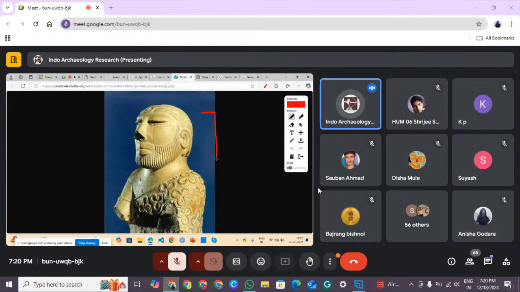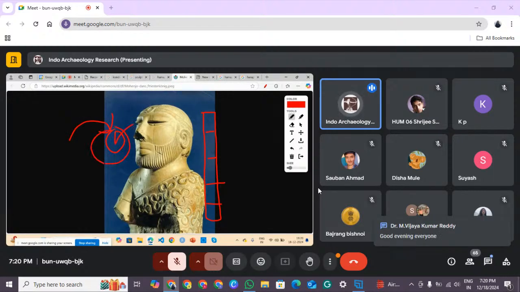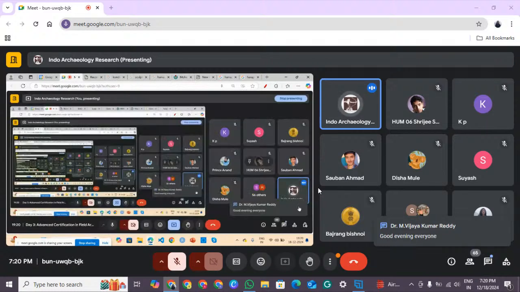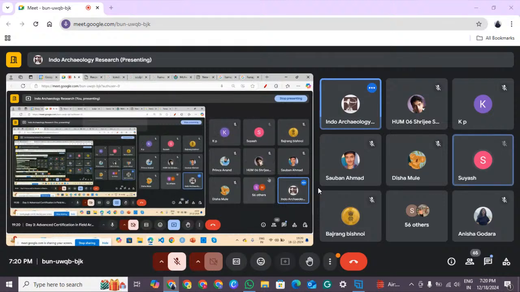Or suppose you have a scale here, and the scale has the measurement. In that case, it will really help you identify what exactly the size is going to be. I hope you are getting the point, Suyesh. Correct. I hope you have got it clear. Yes, sir. Okay, so let's proceed ahead.